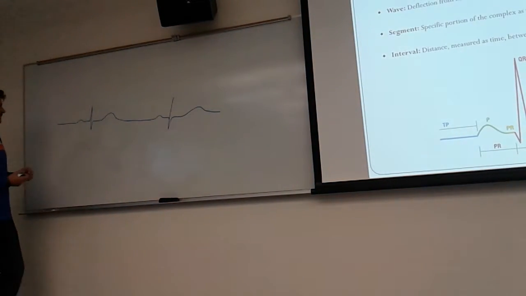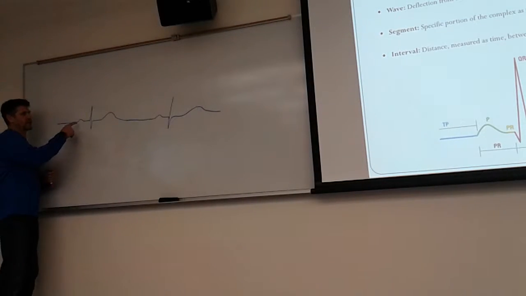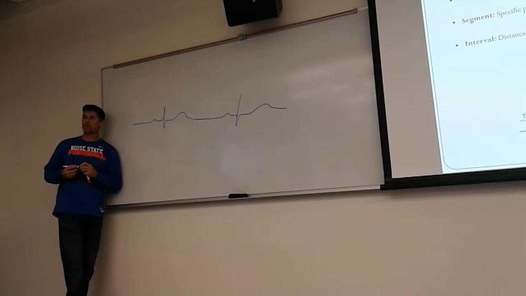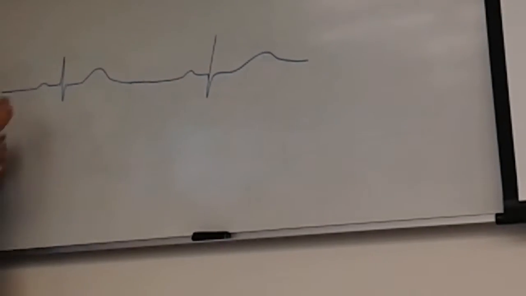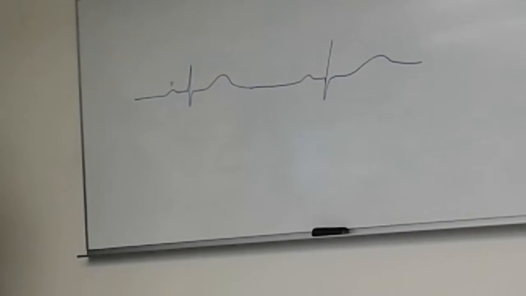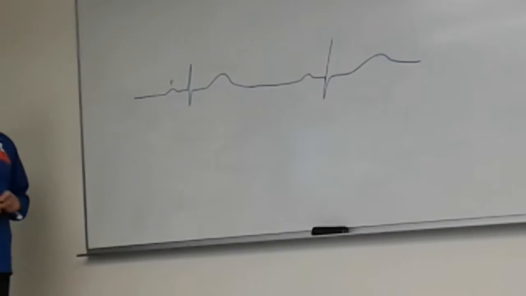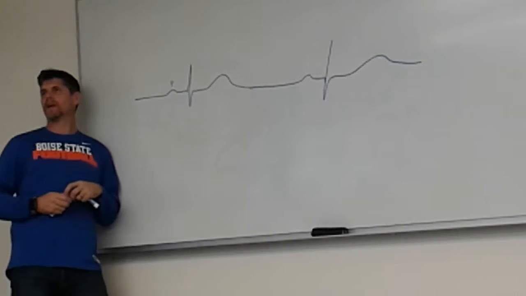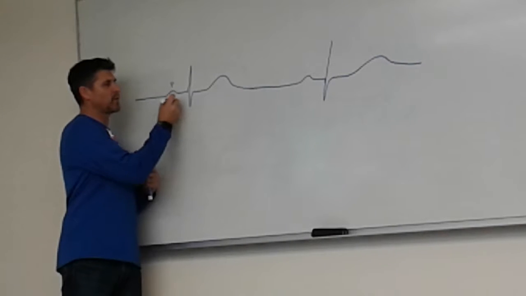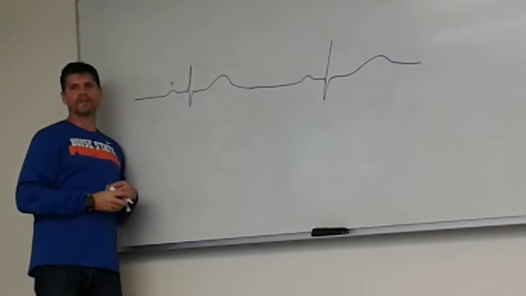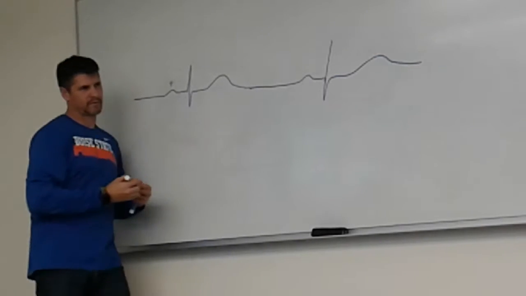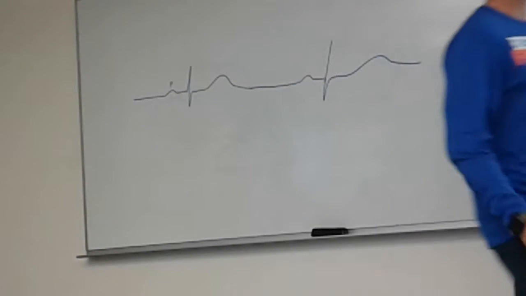So when we name these things, the first deflection off the baseline in our cardiac cycle is a wave that we named what? P wave. Good. We named this the P wave. Right after the P wave starts what? PR interval. A segment. Yes. This segment that goes from the end of the P wave to the beginning of the QRS complex, we refer to as the PR segment.